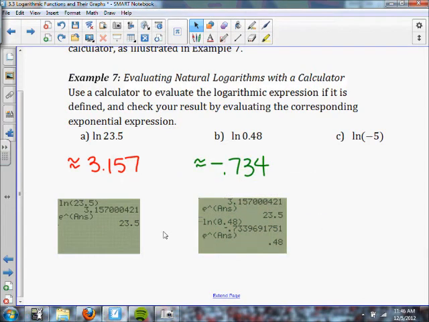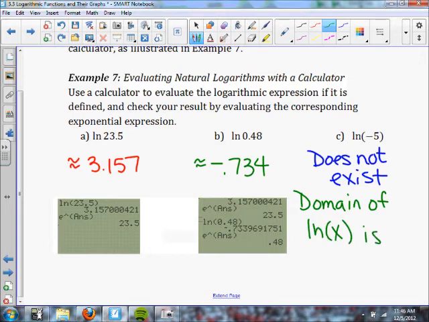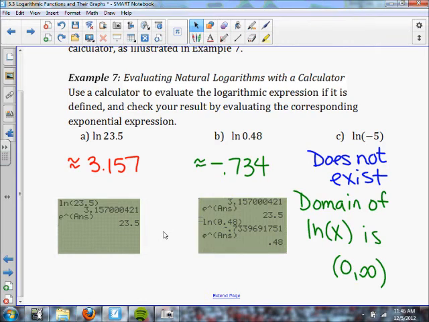What about the last one? This does not exist. Why doesn't this exist, Carl? The domain of ln of x, therefore you cannot have a negative. Domain is 0 to infinity, you cannot have a negative.